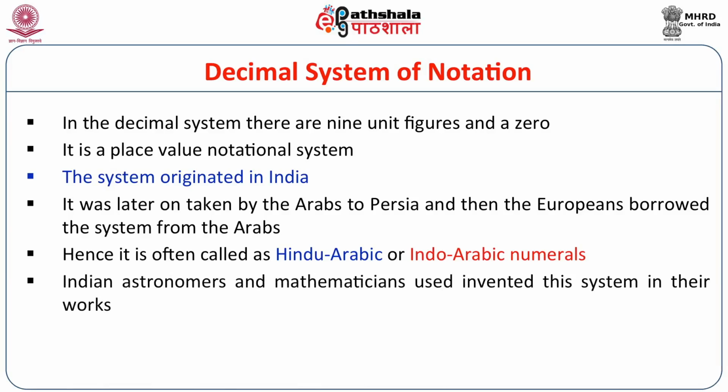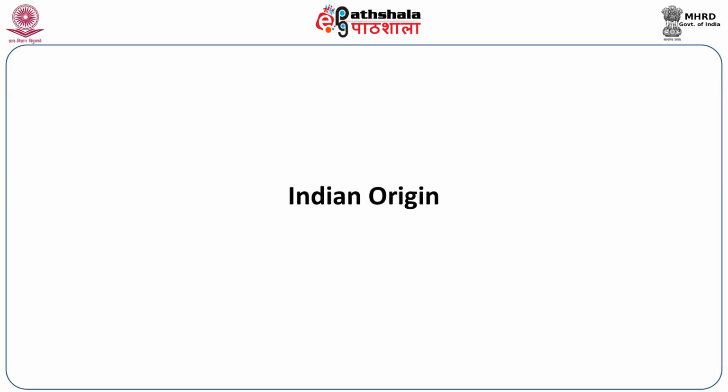The Indian astronomers and mathematicians used this system in their works. Now, although there is some controversy regarding the origin of the decimal place value system, we find that this system was particularly originated in India by the astronomers and mathematicians of the Gupta period.